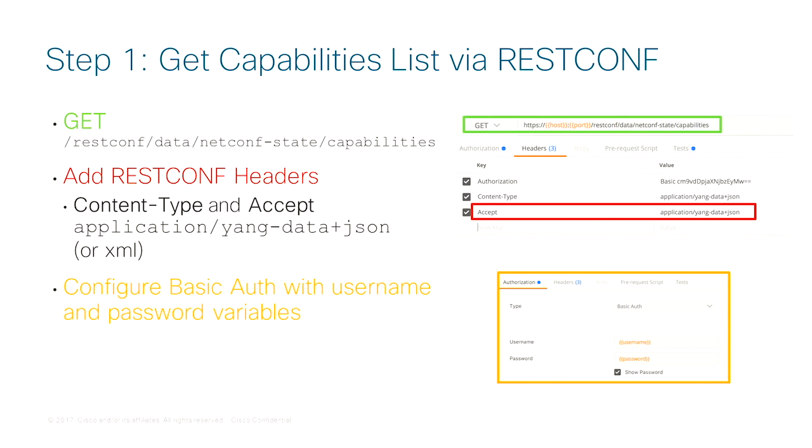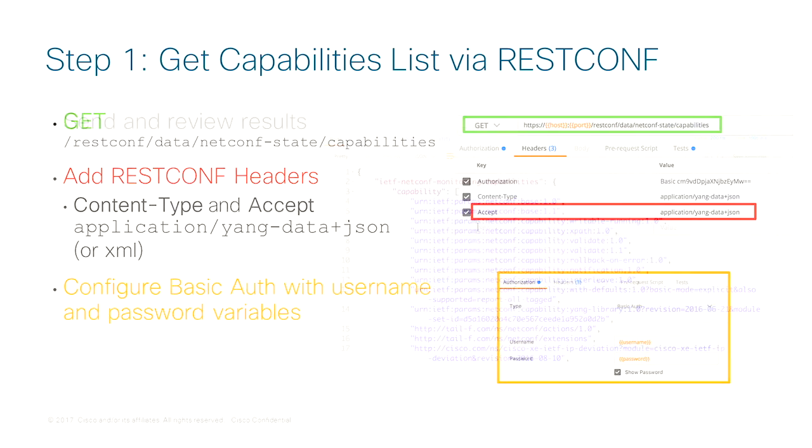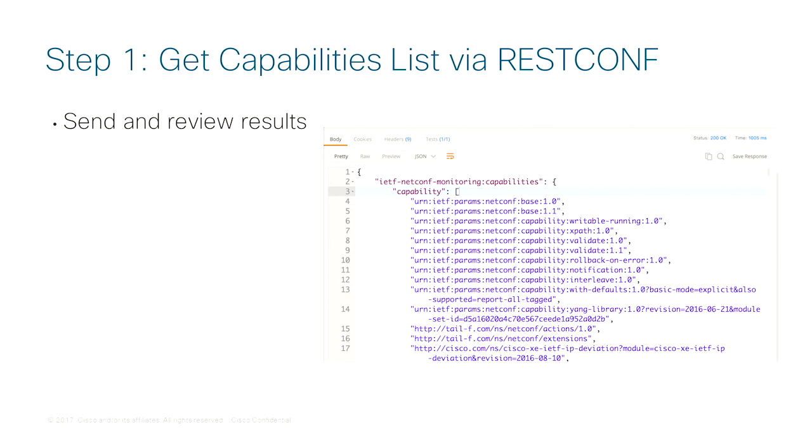Once we have that, we want to add the RESTconf headers that are necessary. From an authorization perspective, we're going to use basic authorization, and we can see it boxed off in yellow, where we selected basic and provided links to the variables for username and password that we set up in the environment. And then for the accept and content type headers, I'm going to prefer JSON, so I'll use application/yang-data+json inside of the headers set up inside of Postman. If you are an XML kind of guy, feel free to use XML instead. Now with those configured, we can send and review our results.